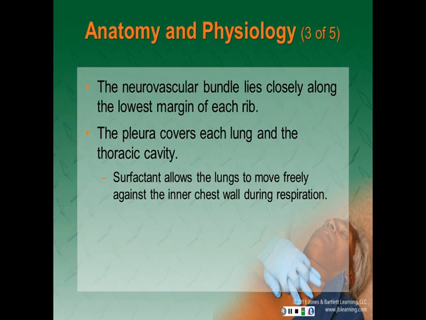The neurovascular bundle is a network of nerves and arteries as well as veins lying closely along the inferior of and slightly posterior to the lowest margin of each rib. They can be a source of significant bleeding into the pleural space. The pleura covers each of the lungs and the thoracic cavity. The parietal pleura is the inner chest wall lining. The visceral pleura covers the lung, and surfactant, which is the fluid that is between the parietal and visceral pleura, allows the lungs to move freely against the inner chest wall as a person breathes.